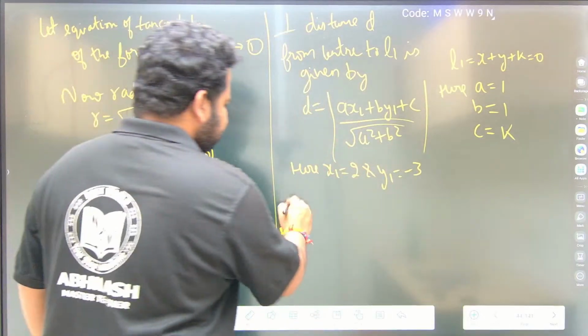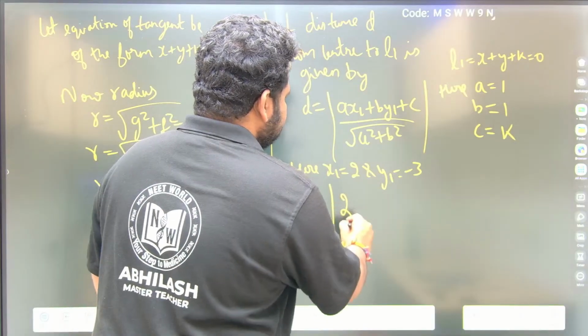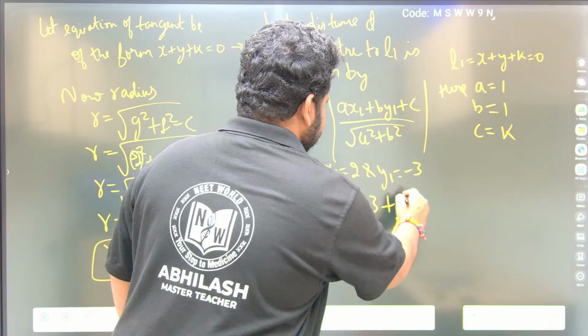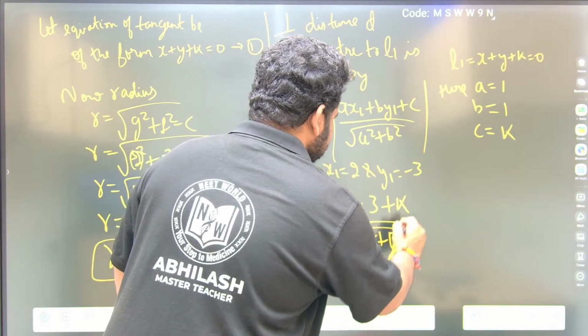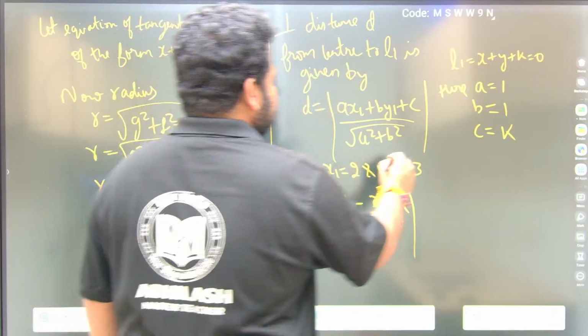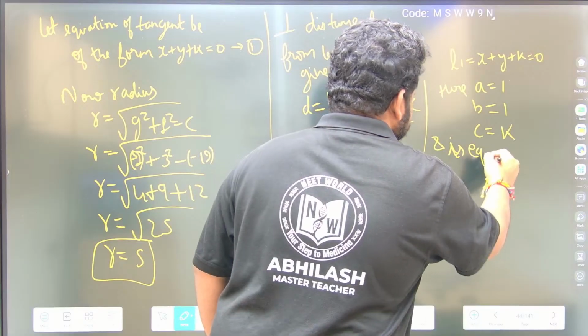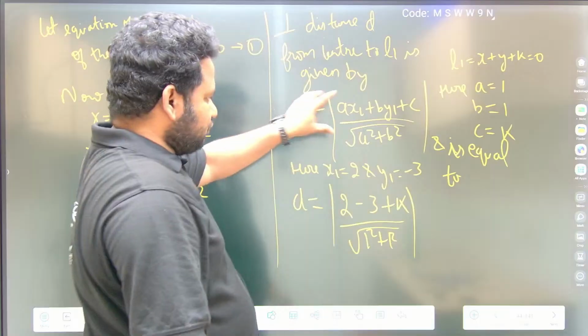So D will be equal to A x1, A is 1, x1 is 2, plus y1 is minus 3, plus C, C is k, divided by square root of a square plus b square, that is 1 square plus 1 square. Okay, this is given by this one, and this is equal to the radius of circle.